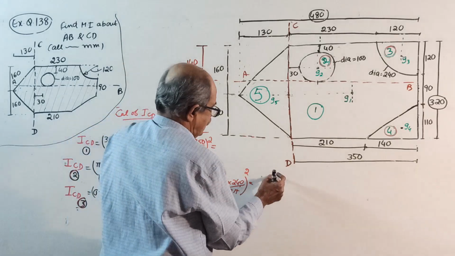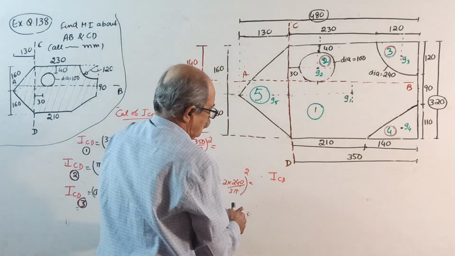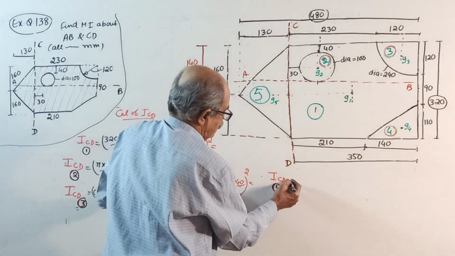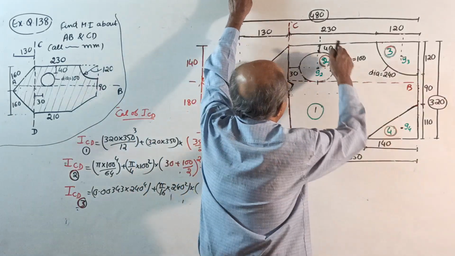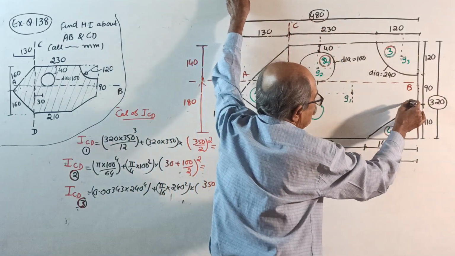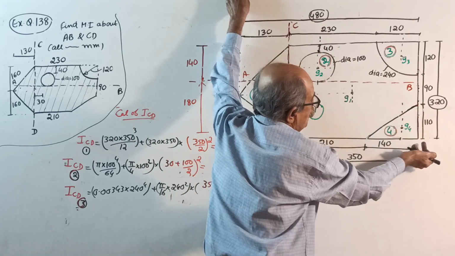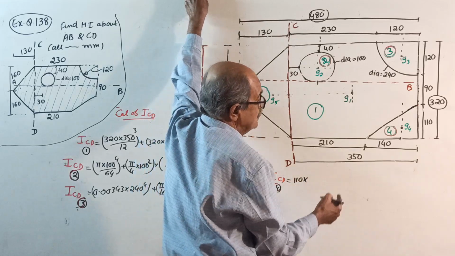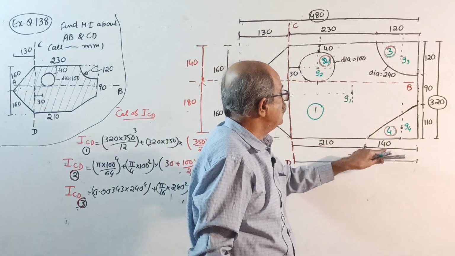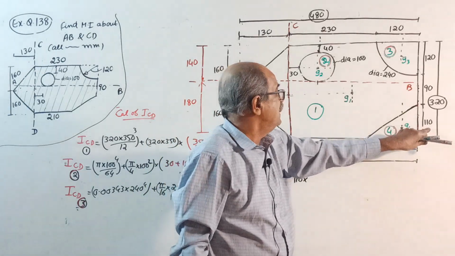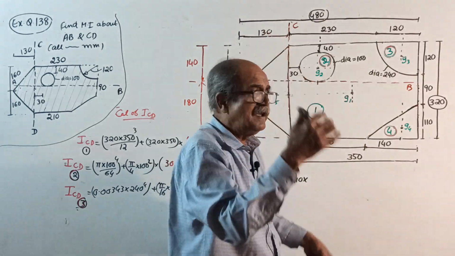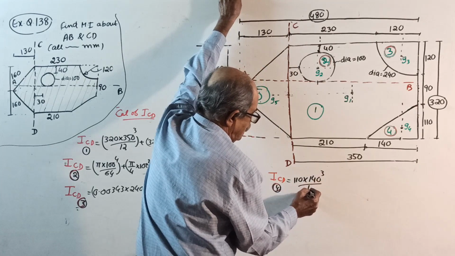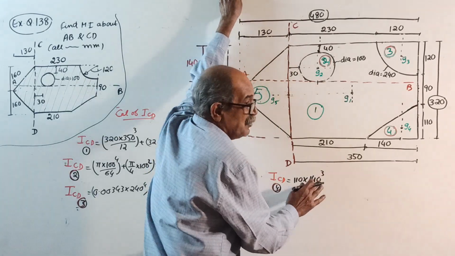Calculate. Then I about CD for part number 4. This also is cut out. I about YY, first about its own centroidal axis: 110 into 140 cube. Nobody should ask, last time, sir, you told 140 into 110 cube, now you are writing 110 into 140 cube. Don't talk this way.